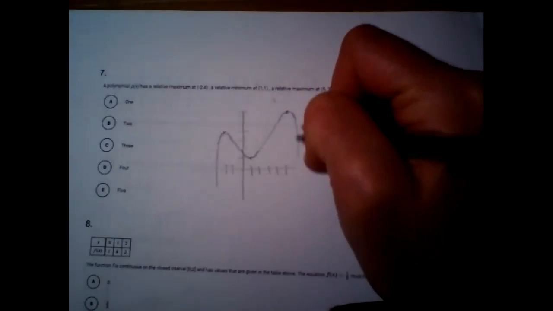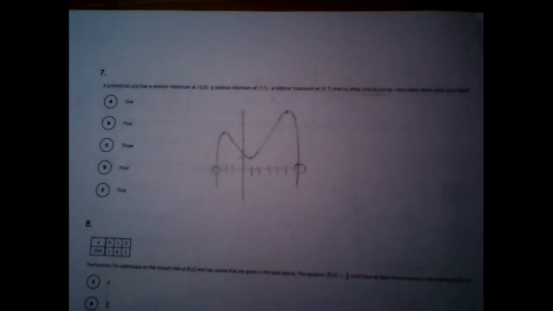Oh, actually, I do know what it's going to do in between, because if there are no other critical points, then the graph cannot turn around anywhere else. So those are the only turns that it can have. It's going to have to look like this if there are no other critical points. So how many zeros does the polynomial have? Well, this graph is going to touch the x-axis twice, so 2.